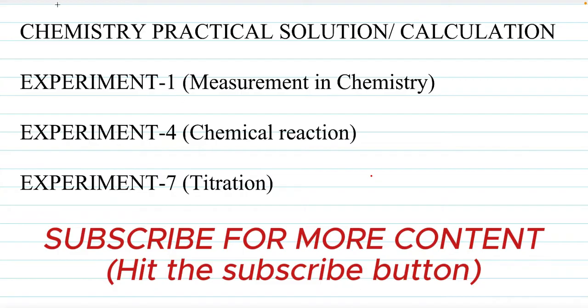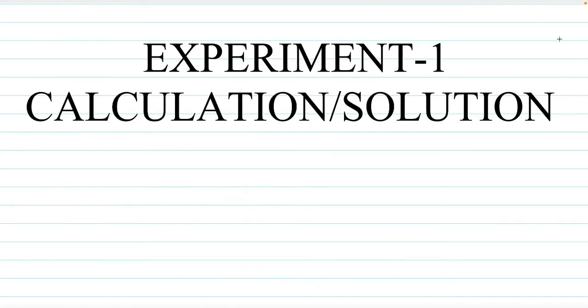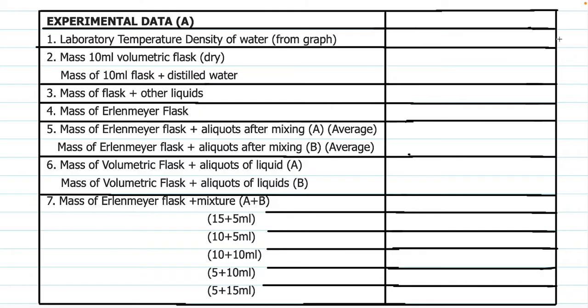Okay, so we're definitely going to be talking about the calculations of experiment 1, after which we proceed to that of experiment 4 and then experiment 7. So let's start off with experiment 1. Now this is a data table.